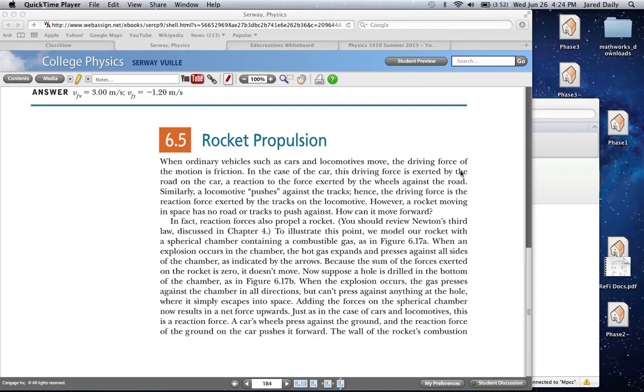Okay, so today we're learning about rocket propulsion. That's section 6.5 in the book. This is part of the conservation of momentum section.